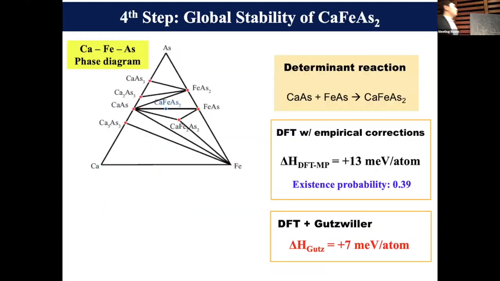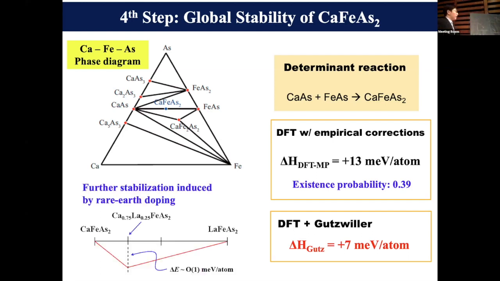Then in the next step, we check the global stability of calcium iron arsenic two. So the DFT formation energy with empirical correction gives a positive value of 13 meV per atom, which means that the 112 compound is not stable. However, the existence probability is 0.39, which is still sizable. So it indicates that there is some possibility to exist. And the formation energy gives us a somewhat smaller positive value of 7 meV per atom. So it describes a more stable phase than the DFT results.